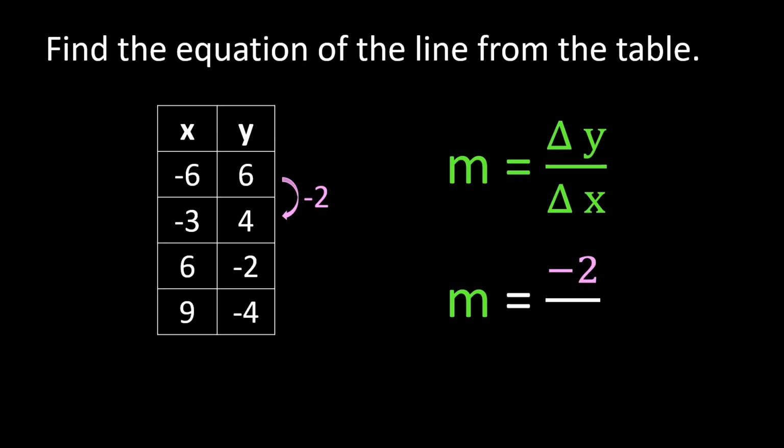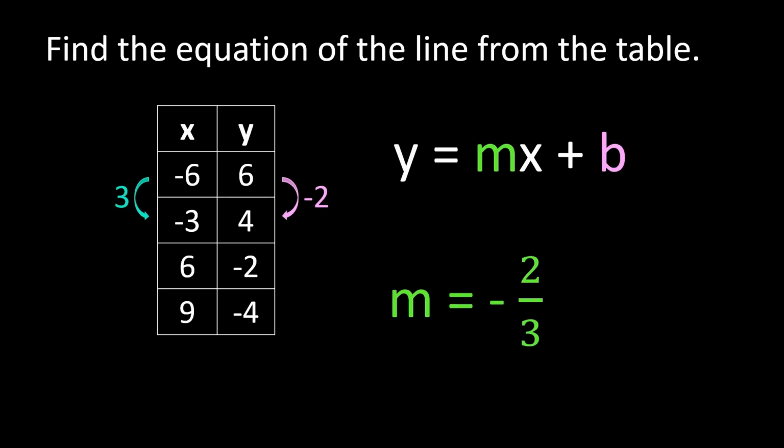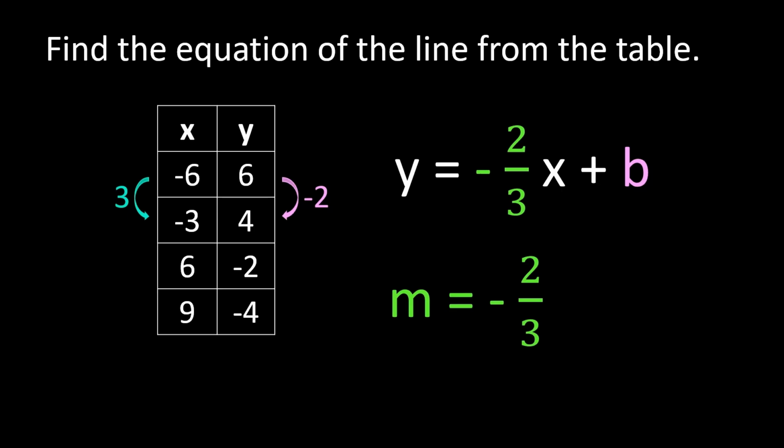Then I'm going to use the same 2 points and go in the same direction for my change in x. So -6 to -3 is a change of x of +3. So +3 will go on the bottom. This gives me a slope equal to -2/3. Now that I have my slope, I can go to my slope-intercept form and I can substitute -2/3 for m in that equation. So now I have y equals -2/3 x plus b, where b is my y-intercept.